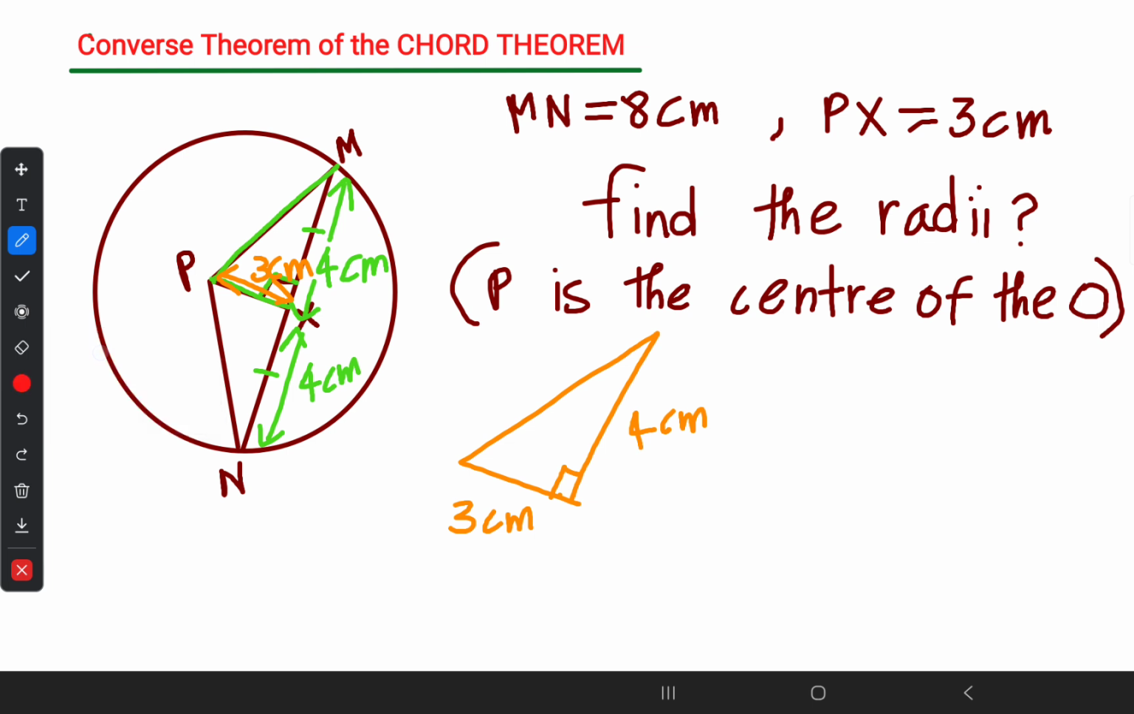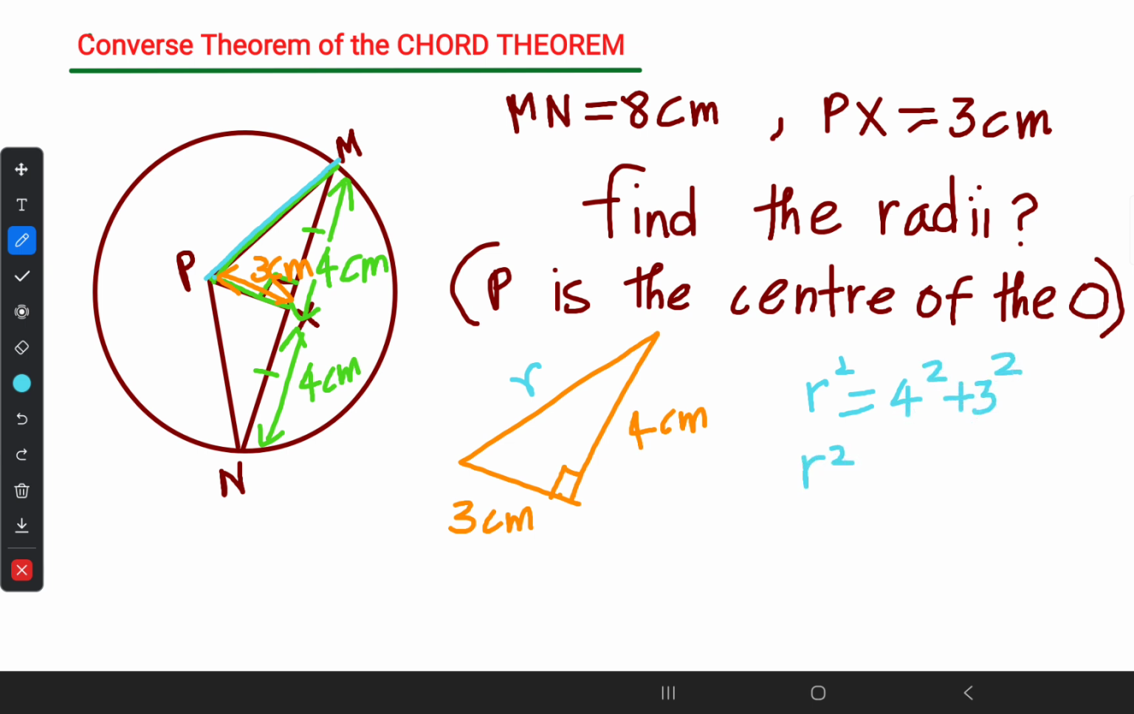Before that, definitely you should identify which one is our radii. That is really important. Since P is the center of the circle, from the center to the circumference when we draw a straight line, that is our radii. This is our radii. I'll use simple R. To find R, hypotenuse square equals adjacent square plus opposite square.